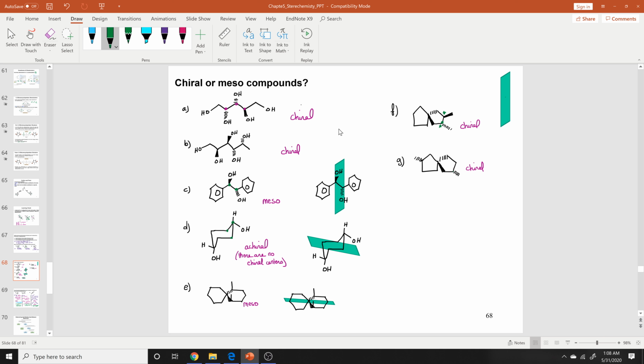Same thing over here. I have a chiral center there, and I do have a chiral center over here. So this has 2 chiral centers in that case.